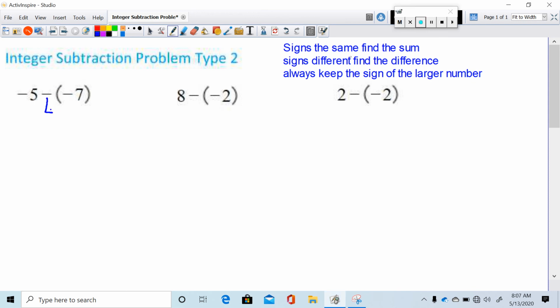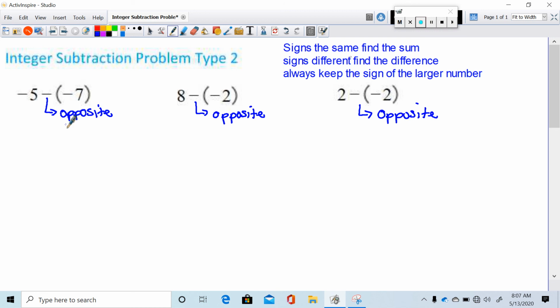you want to actually think of that as not being a negative sign, but of it meaning the word opposite. So all of these mean opposite. If it's a negative in front of parentheses, it means opposite.